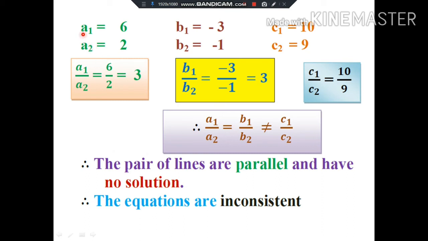Yes, children. a1 by a2 is equal to 6 by 2, that is equal to 3. Find b1 by b2, so minus 3 by minus 1 becomes 3. c1 by c2, 10 by 9. What do you observe here, children? a1 by a2 is equal to b1 by b2 but not equal to c1 by c2. Under this condition, the pair of lines are parallel and have no solution. Therefore, the equations are inconsistent.